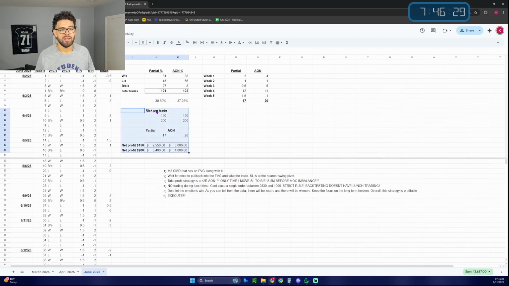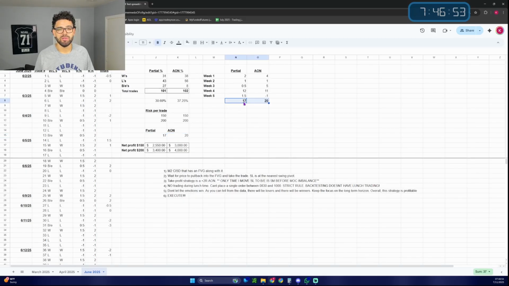If you're risking, this is the partial strategy on the left column. Take plus 2 all or nothing on the right column. Here you guys can see how it all breaks down. Risking 150 per trade. Okay, sorry. This is the amount of R we made, the risk reward. 17R for the partial strategy, plus 20R.